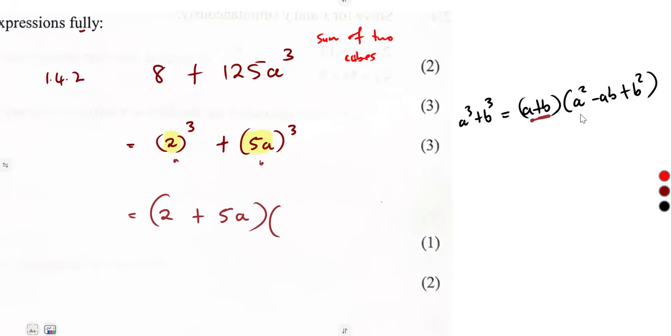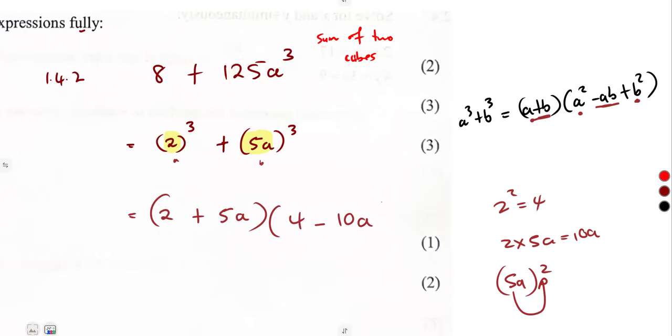Into what? A squared, a being our first term, which is 2. So 2 squared is 4. Minus ab. So you're going to subtract ab, a times b, which is 2 times 5a. Our a is 2, our b is 5a. So this was going to give us 10a. So that's minus 10a. Then plus b squared. The last term b is 5a, but it must be squared. So 5 squared is 25. A is also squared. So that was going to be plus 25a squared in bracket.